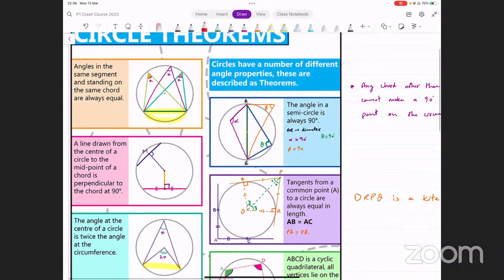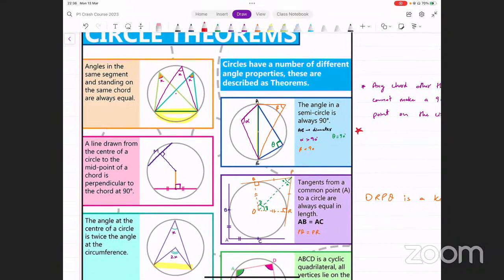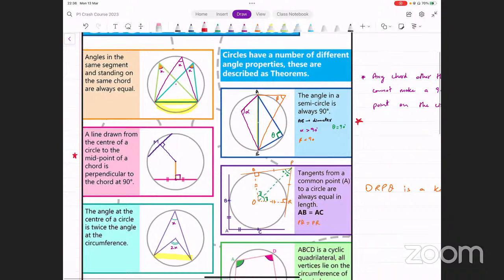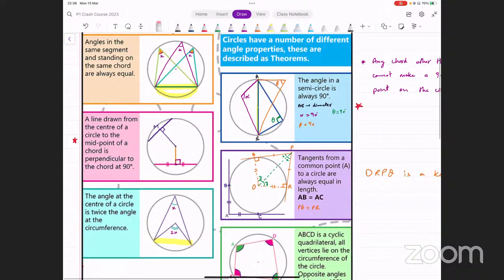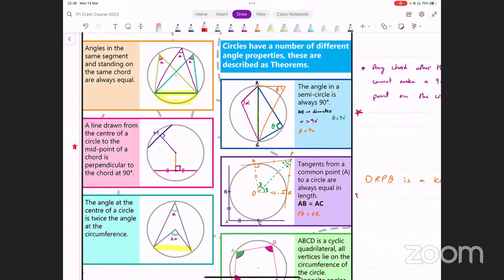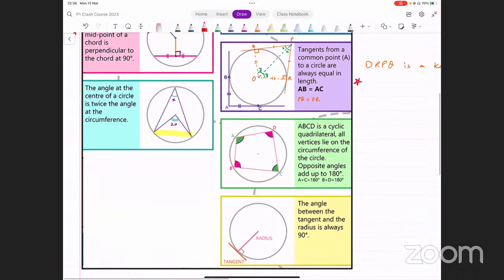For example, the angle made by a diameter. This is extremely important. You'll see this over and over again. 90 degrees with the midpoint of the chord. This is another important property. Again, you'll see this over and over again. The angle at the center being twice the angle at the circumference is not that important. You won't see this very often, but then this is very important. Tangents coming from a single point outside the circle, this is important. Cyclic quadrilateral is not that important, but the last one is that the tangent and radius are perpendicular to each other.